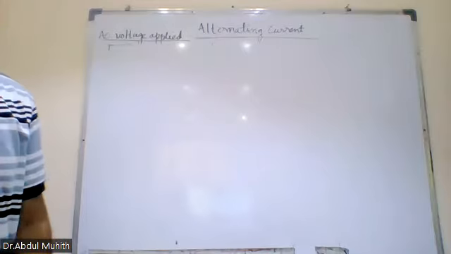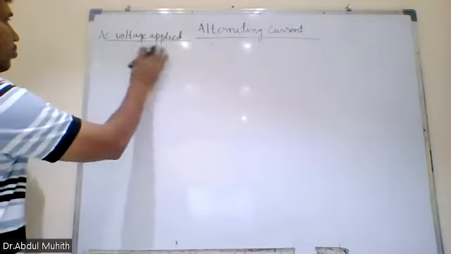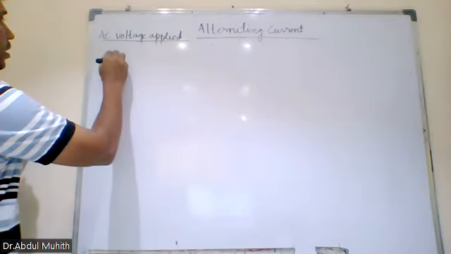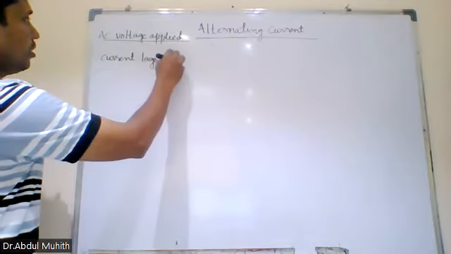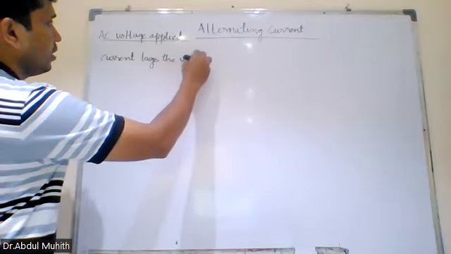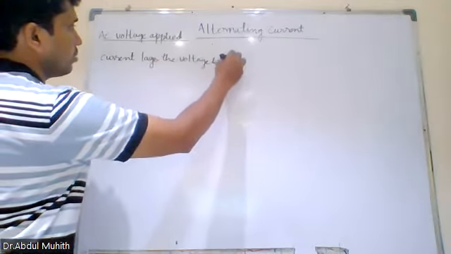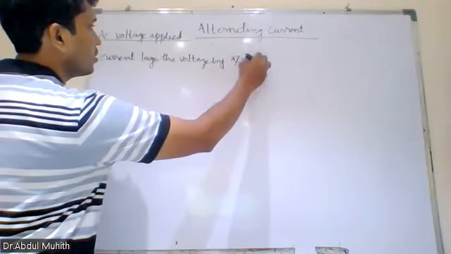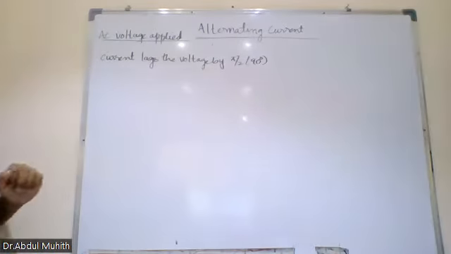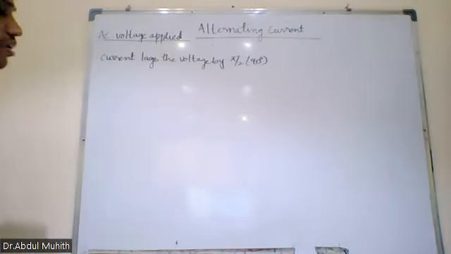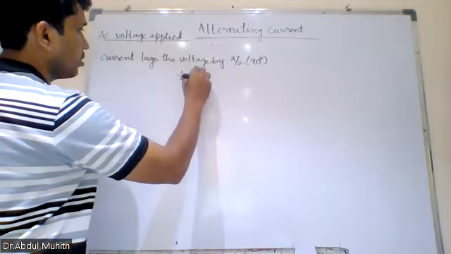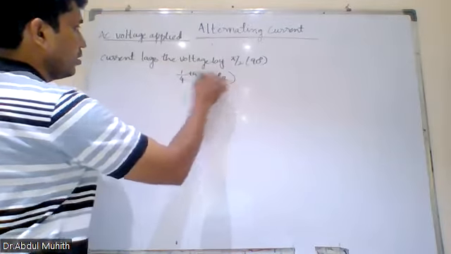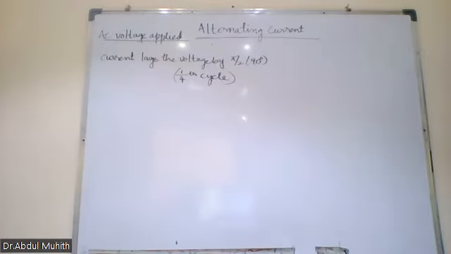So if you draw it here, I'm writing here: current lags the voltage by pi by 2 or 90 degrees. Pi by 2 or 90 degrees means what? 90 degrees means 1 by 4th cycle. Clear? It lags voltage by 1 by 4th of the cycle.